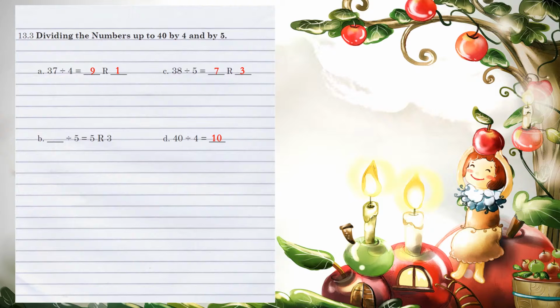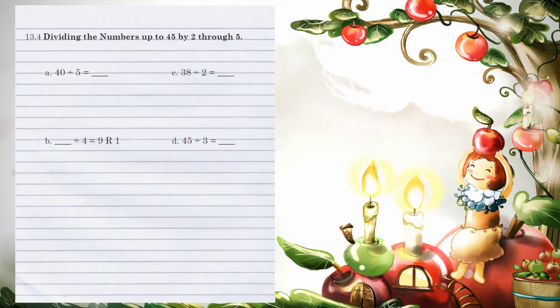Let's look at example B. What number divided by 5 equals 5 remainder 3? Well, let's work backwards. 5 times 5 is 25, plus the remainder of 3 means we have a starting number of 28.